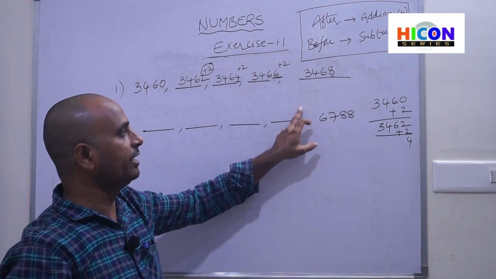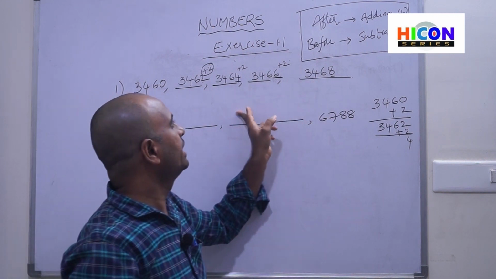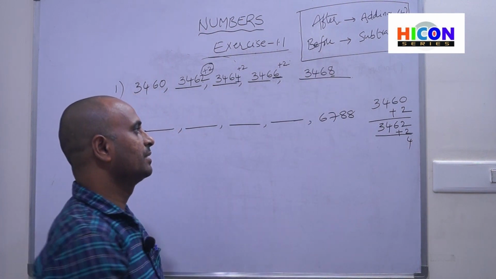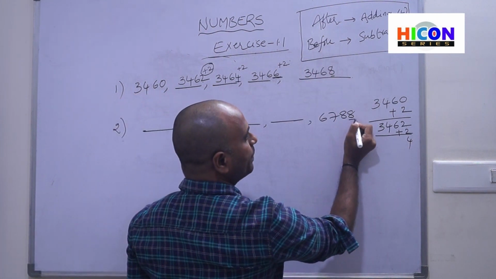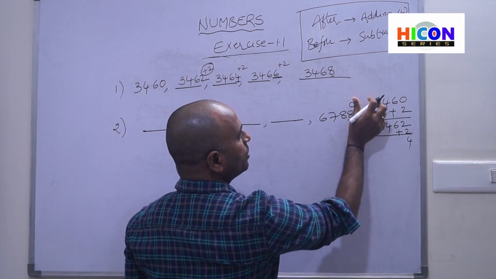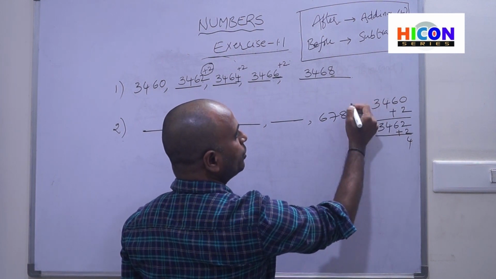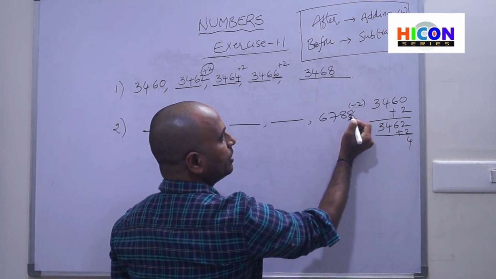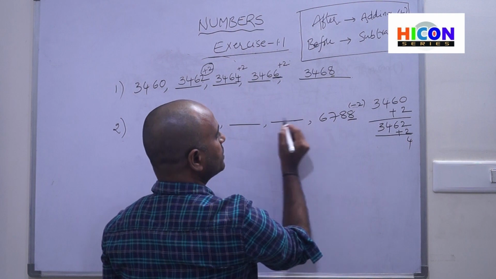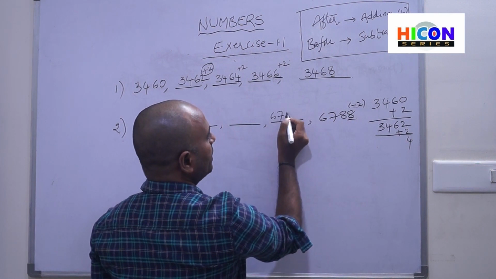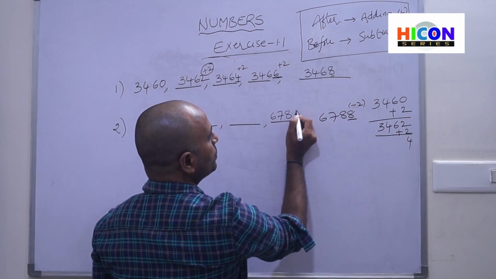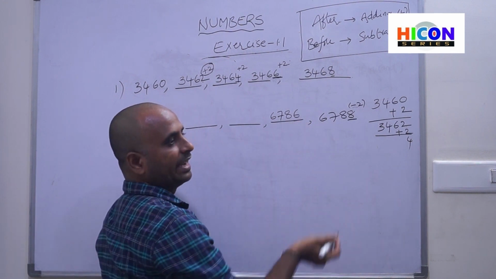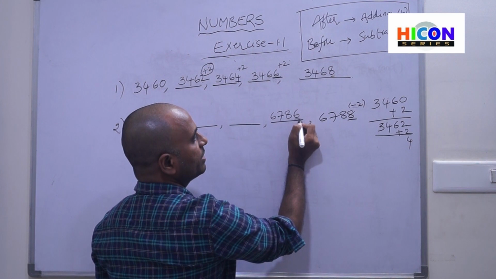Here we have to write before numbers. For getting before numbers, we have to subtract 2 from the ones place. Here 8 is present in the ones place. So if you subtract 2 from the ones place, you will get its before number. So 8 minus 2 becomes 6, and the number becomes 6786.